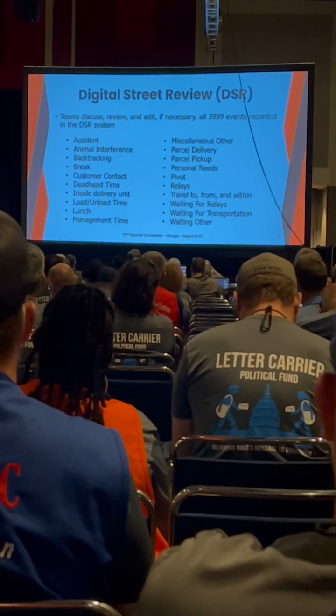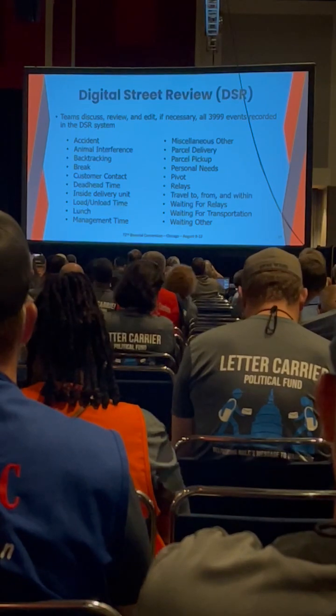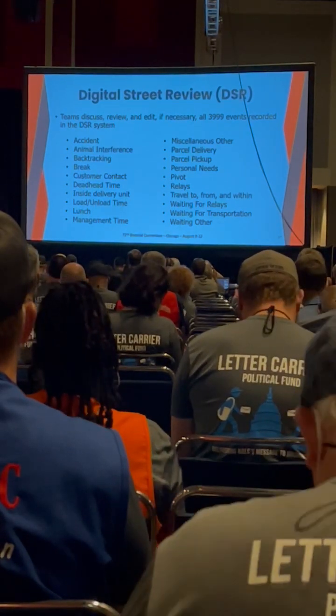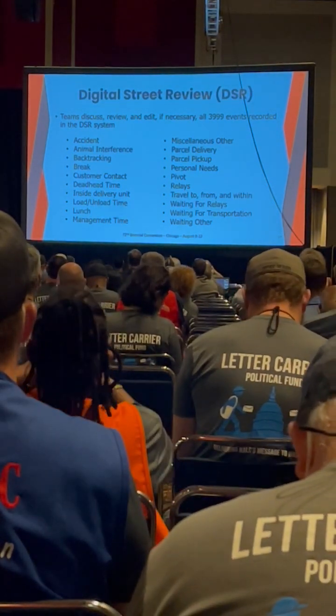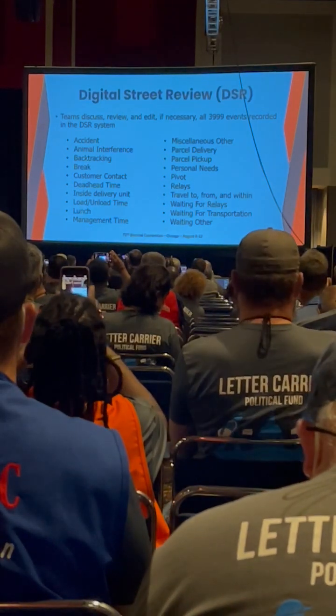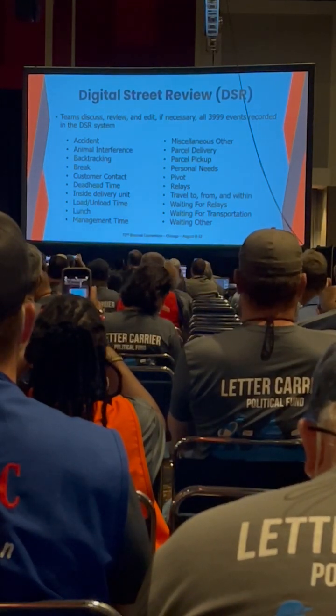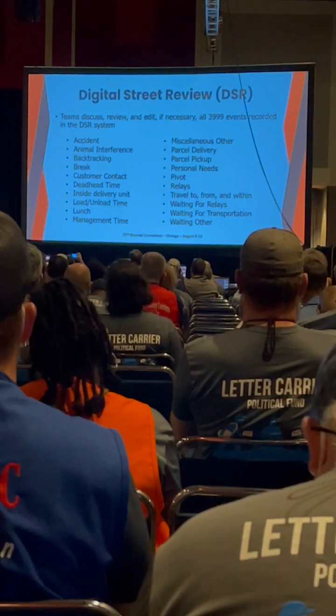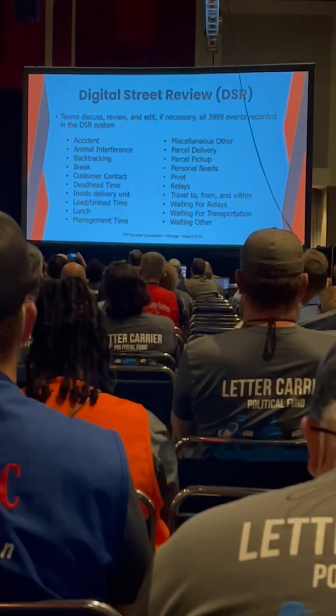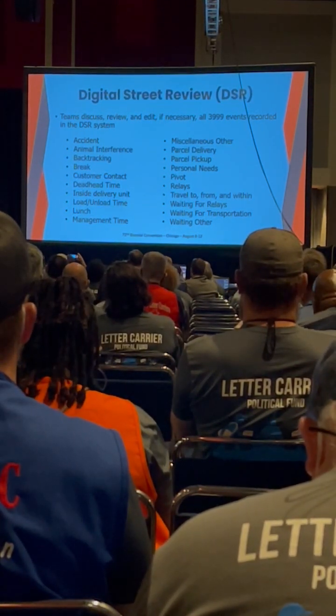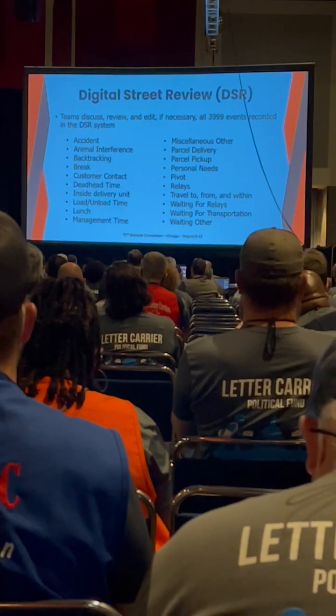So all of those times get the ability to be edited by the team if necessary. The teams discuss, they identify, they review all of the events, and they determine whether or not they need to make any corrections to the allocation of time. All these items here that you see here are things that would show up in a traditional 3999 process.